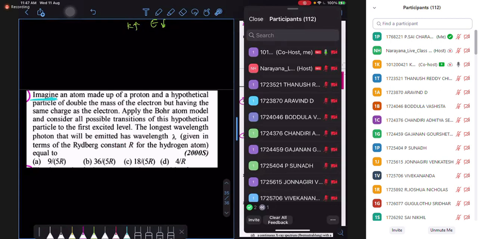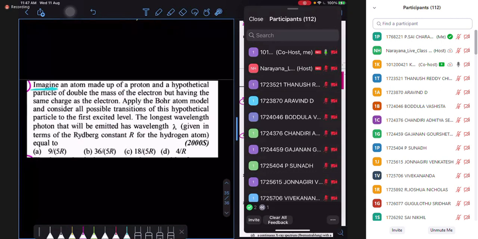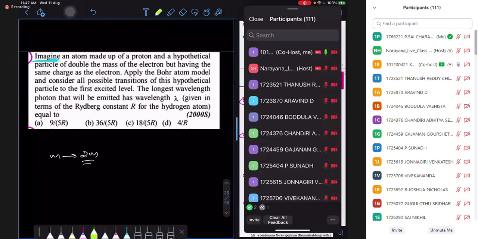Instead of the electron, you have replaced it with another particle which has double the mass of the electron, right? So only the mass term you have to replace with 2m. Figure it out? The mass term you have to replace. You can do it exactly, but there is no need. Just think from the proportionality point of view.